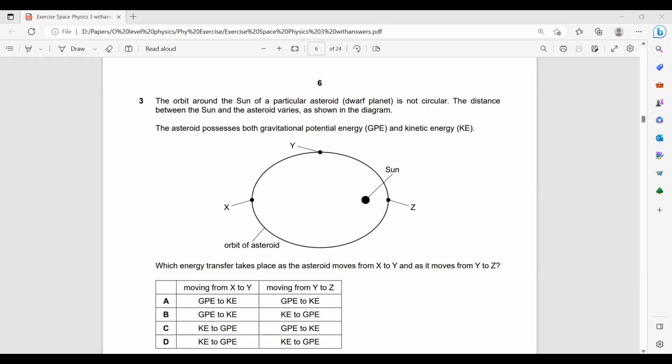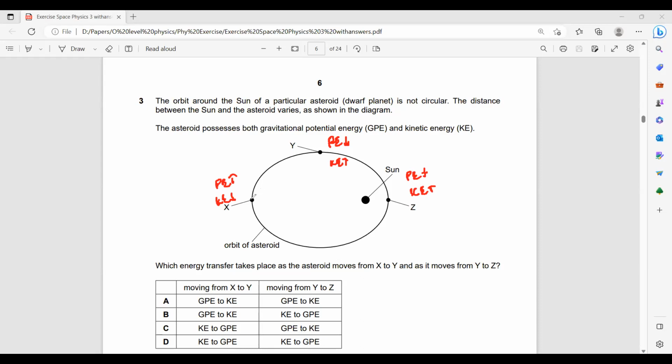So at position X, because it's far, it will have a high gravitational potential energy, maximum, and kinetic energy will be minimum. But as it is moving, the GPE starts to decrease, not too much, but it starts to decrease, and kinetic energy is increasing. Same thing from Y to Z as well, where it will have maximum kinetic energy and the potential energy will be minimum.